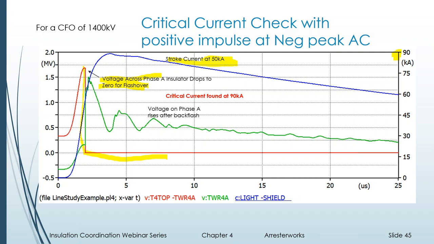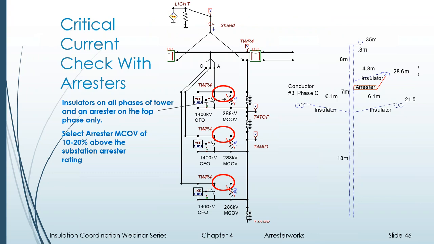And so I sub C in this case is based on only one rate of rise. We'll talk about that later. I'm only using one rate of rise. I have a rate of rise of my stroke current of about 3 microseconds or so, but we'll talk more about that in the next chapter. So with this rate of rise, and the CFO of my insulators, my critical current is 90 kA.